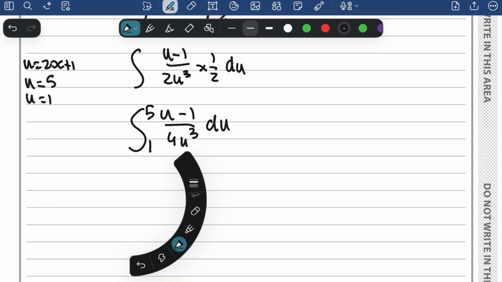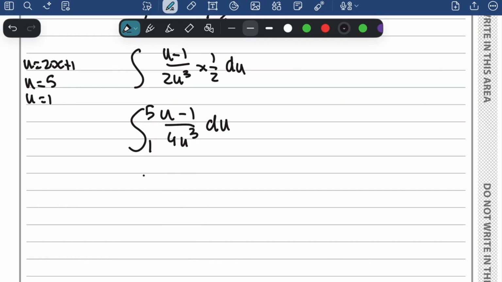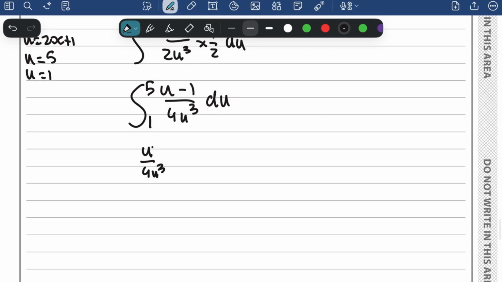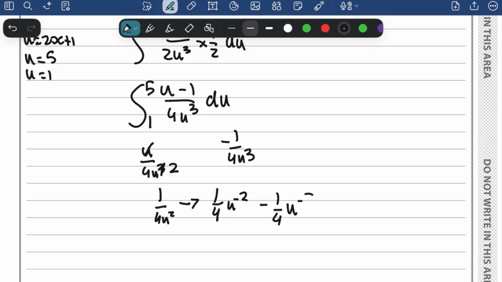Now, next thing we can do is split this integral up. So we can say u over 4u cubed, which is just the same as cancelling this u out, lowering this to 2, which is just the same as then a quarter u to the minus 2. And we also have minus 1 over 4u cubed, which is just minus a quarter u to the minus 3. So now we can integrate this between 5 and 1.